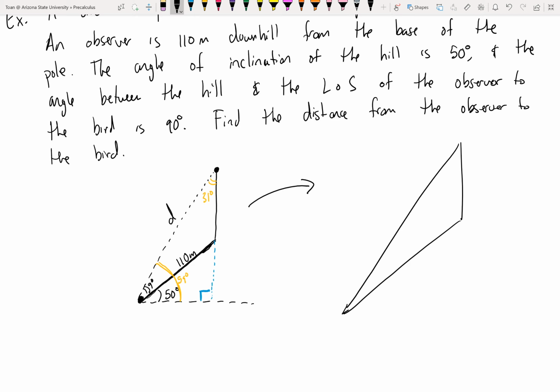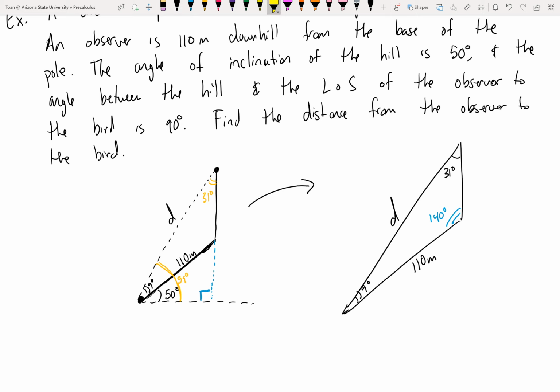So we have this D that we're looking for. We just said that this is 31 degrees. We said that this is 9 degrees, which means I should be able to solve for this angle, right? Because 180 degrees minus the other two angles gives us, so what's that? 180 minus 40 is 140 degrees. We also have this as 110 meters.